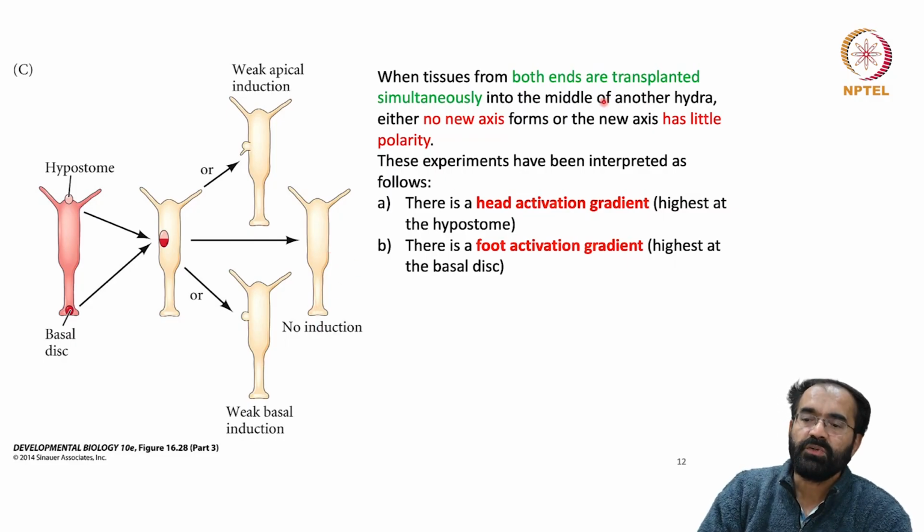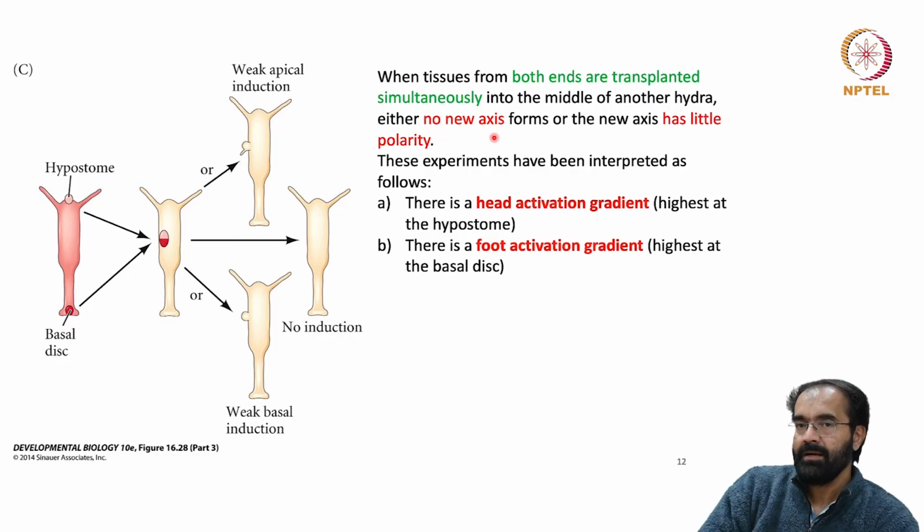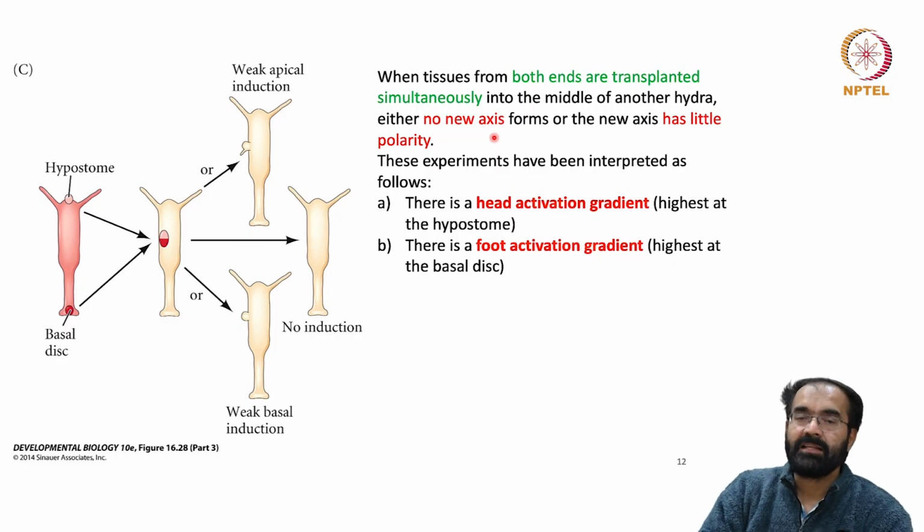So when tissues from both the ends are transplanted simultaneously into the middle of another hydra, either no new axis forms or the new axis has less polarity. That means some cancelling out is happening. One gradient wants to take over, the other gradient is suppressing it. That is why you get weak or nil. These experiments have been interpreted as follows.